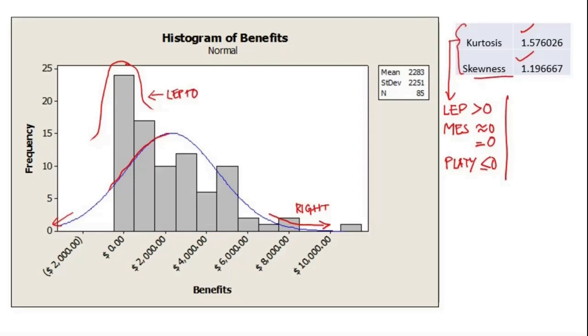Similarly, for skewness, if it is right skewed, then the value will be greater than 0. For symmetrical distribution, it will be close to 0, and for left skewed, it will be less than 0. Here also you can see this is greater than 0. So therefore, the distribution is right skewed, which is already visible here, and the kurtosis parameter is also greater than 0 here, which means it is a leptokurtic distribution, which is also visible here.